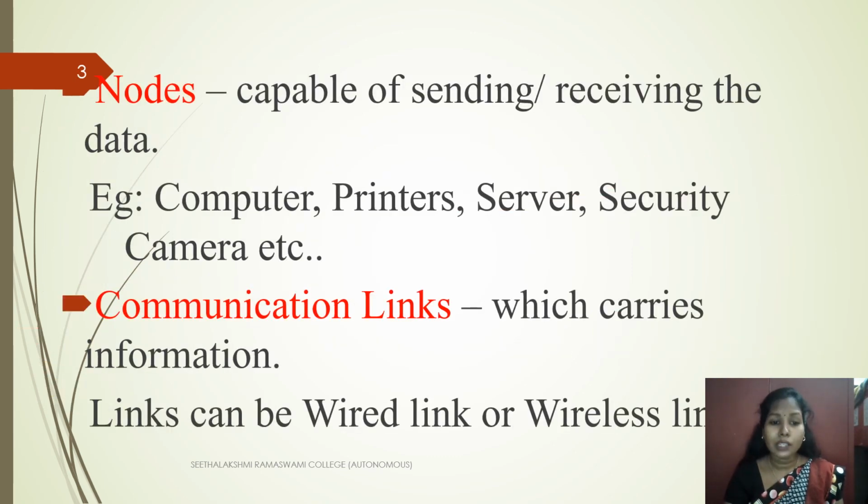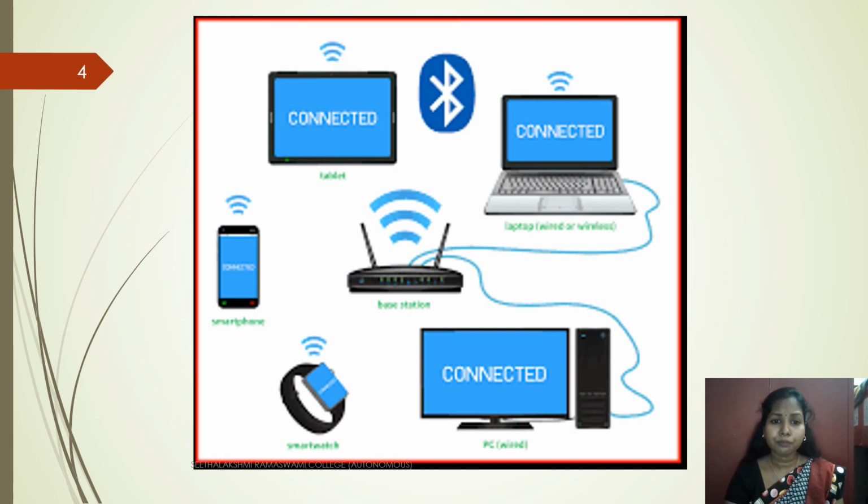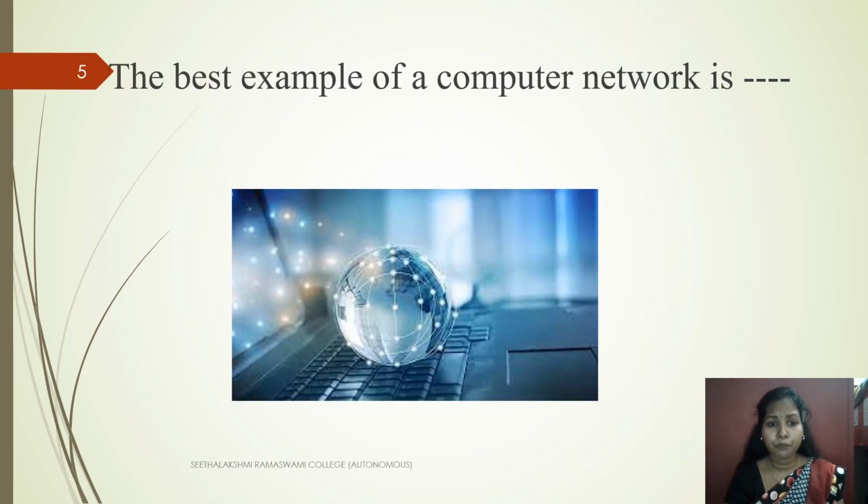Now, what are nodes and what are communication links? Nodes are devices through which you can send or receive data, for example, computer, printer, server, security camera, etc. And communication links carry the information. That is, the links can be wired or wireless. Now, these are examples in which you can identify the devices which are wired and which are wireless.